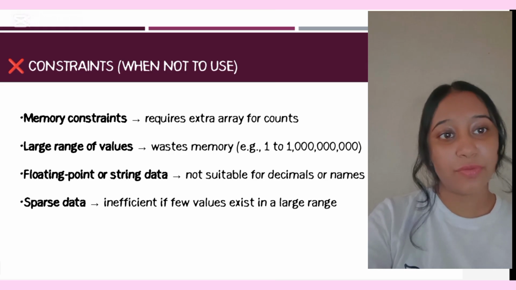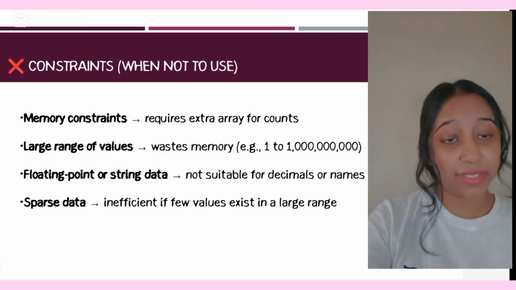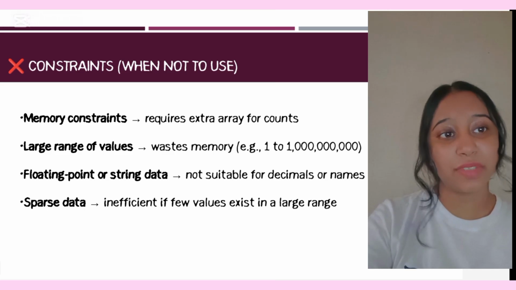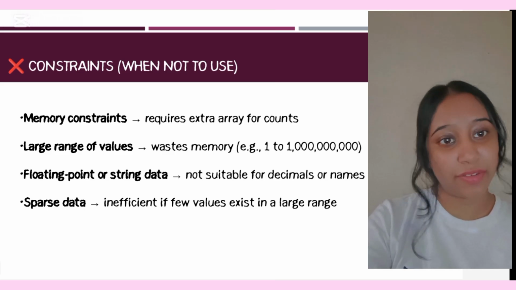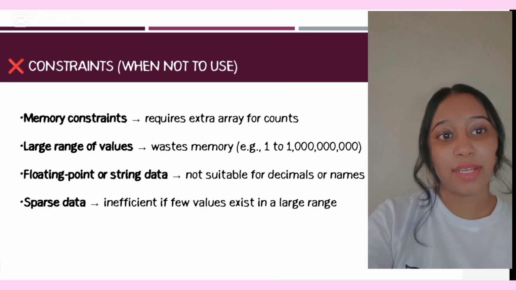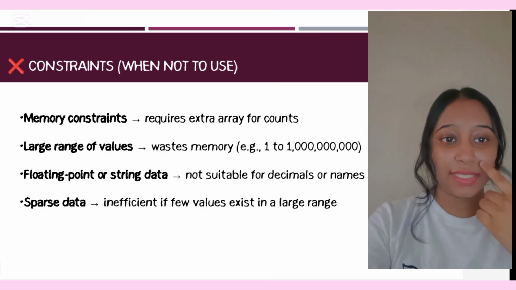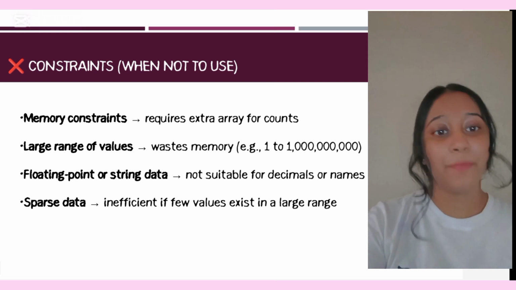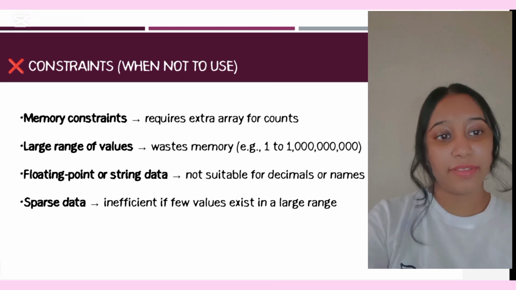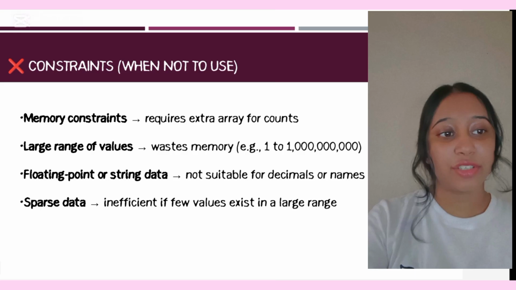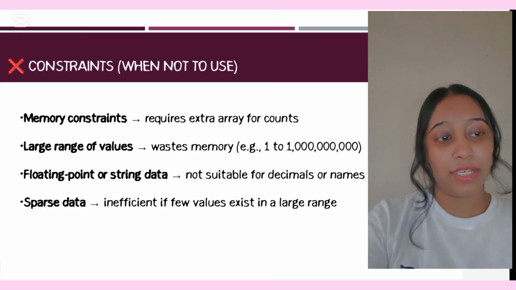The third one is floating point or string data. Counting sort does not work directly with decimal numbers or strings, like prices or names. The fourth one is sparse data. If only a few values exist in a very large range, counting sort is inefficient.